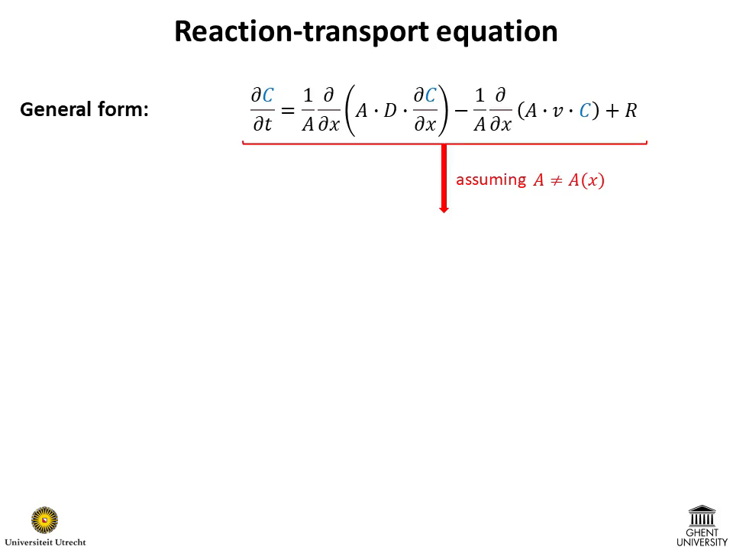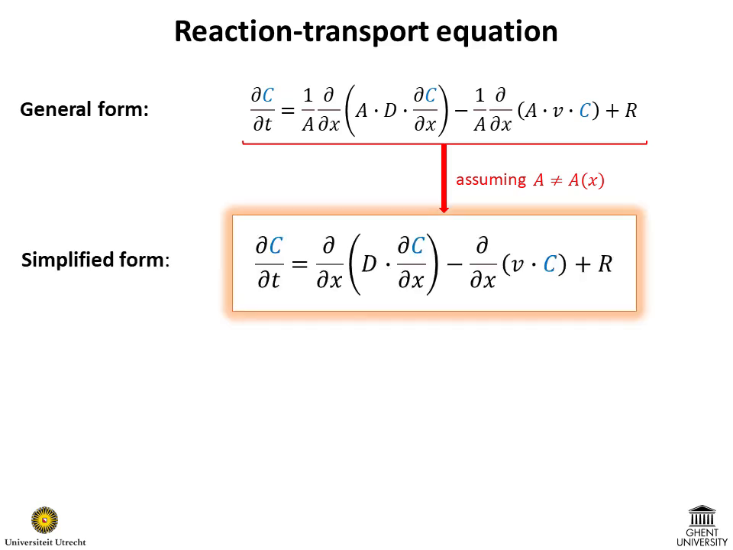Before we continue, we simplify the equation a little by assuming that the cross-sectional area A is independent of the distance along the model dimension. This assumption will be valid in all models that we are going to explore in this course. If the area is constant, it can be taken out of the spatial derivative and cancelled out with the area in the denominator. Thus, the simplified reaction-transport equation will have a form as shown in the orange box.